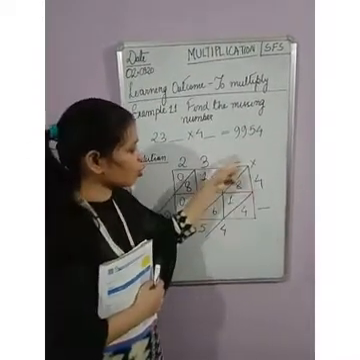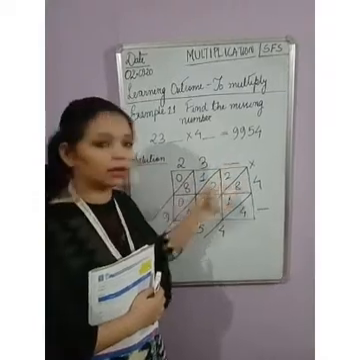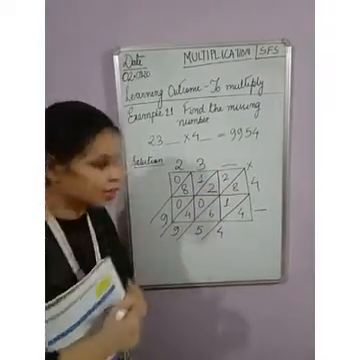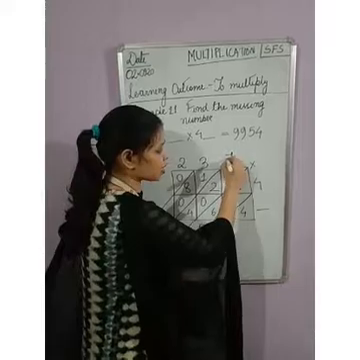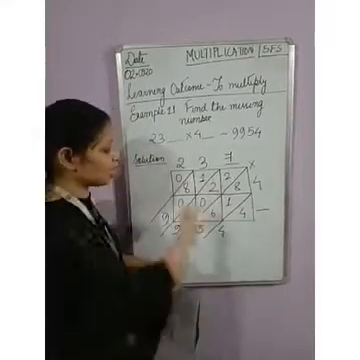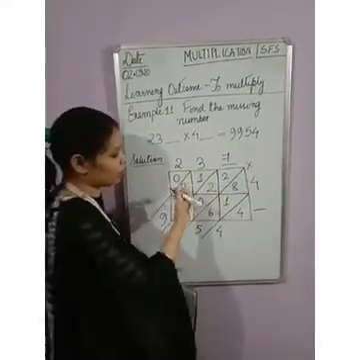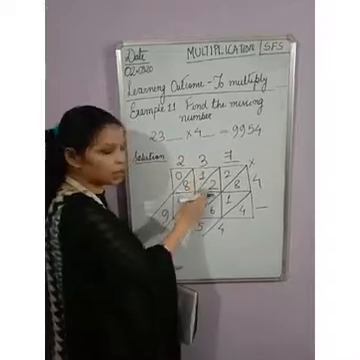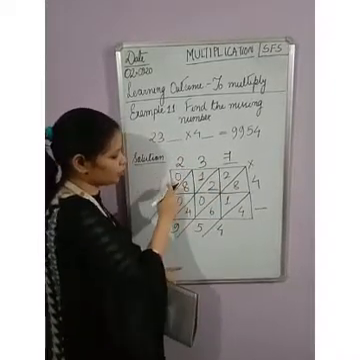Now with 4, what will you multiply so that you get 28? The answer is 7. So 4 into 7 equals 28. Let me check the answer with the other number also. So 4 into 3 is 12, 4 into 2 is 8.